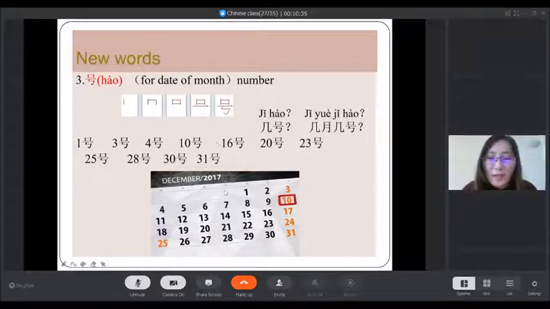So this is talk about the date. In the months, about the date, when we say the date, we just say the number with 号. For example, this one, 8. We say 8号. And then 28, 28号. So when we ask which day, we can say 几号. Which month, which day? 几月几号.